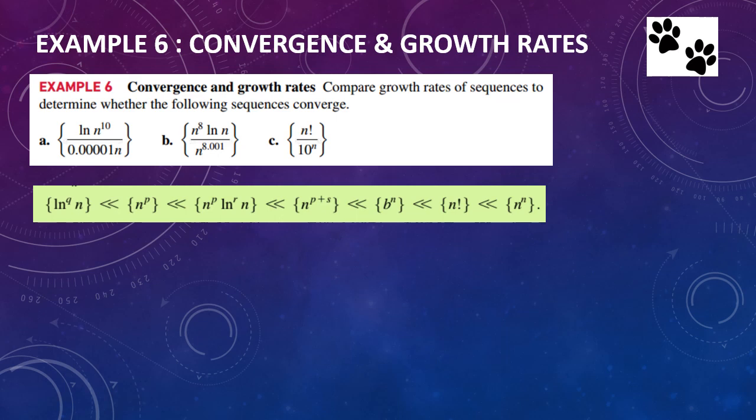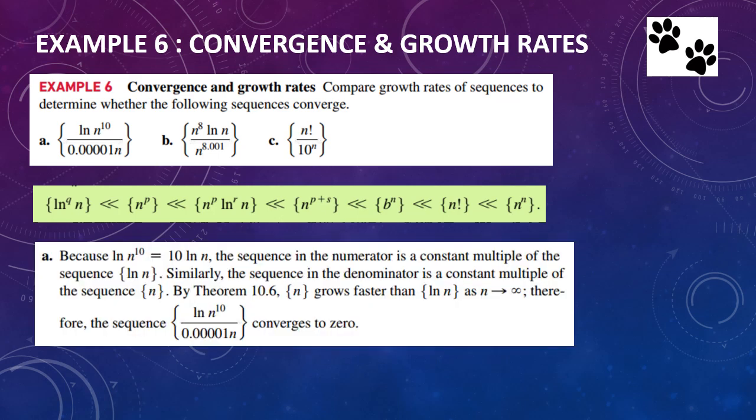we're going to be using the comparative growth rates table that you see in green, remembering that the formulas to the right are growing faster than the ones to the left. We're going to compare the numerator and denominator, figure out which of these formulas they relate to, and then decide whether they converge or not. Remember, they converge to 0 if the denominator is growing faster than the numerator. Hit pause and see if you can figure out these three, A, B, and C.